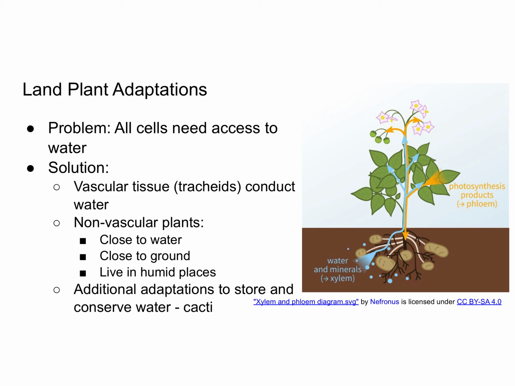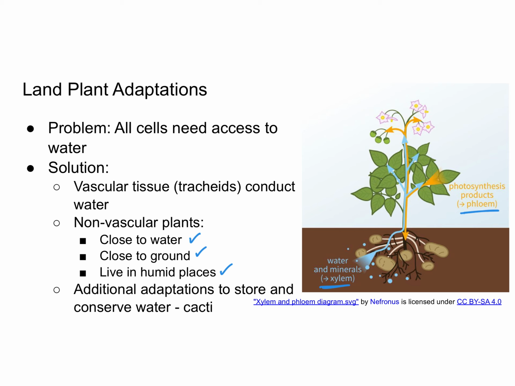So in non-vascular plants, they have to stay close to the ground, close to the water, and they typically have to live in humid places so that they can have access to enough water to survive. But vascular plants developed the xylem and phloem in order to be able to move water around. And so water, especially with the xylem, can be absorbed by the roots and then transported up the stem and to the leaves of the plant.